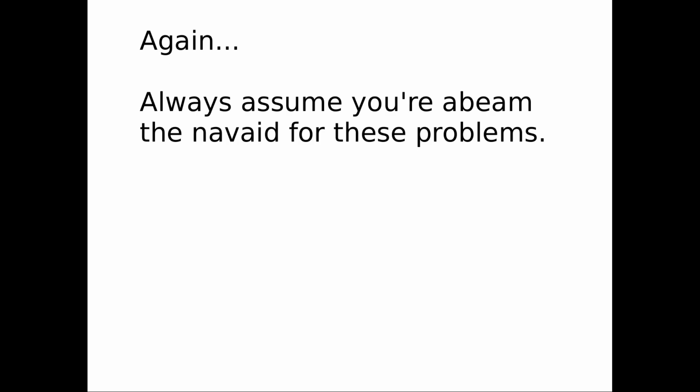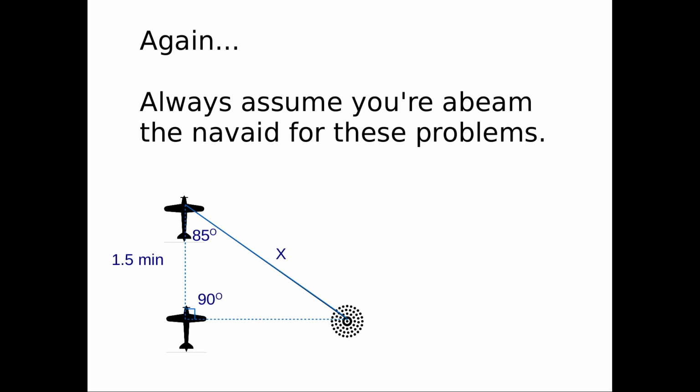So what's the point? Well, the moral of the story is that for any of these problems, you should assume that you're always abeam the navaid. And the reason you can assume that is because the FAA assumes that as a fundamental pillar of their approximation formula. The entire formula falls apart if you're not abeam the navaid, so you might as well just go ahead and assume that for any one of these questions that you're given on the exam, your starting point is abeam the navaid. And again, in real life, make sure it's actually true.